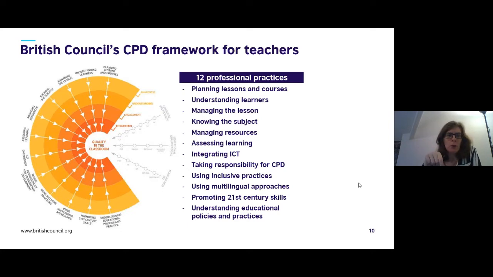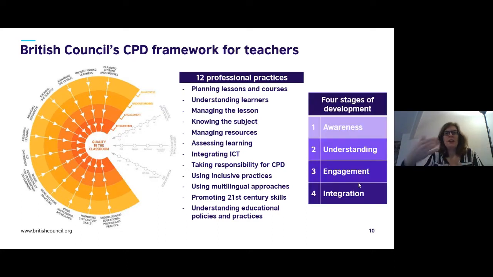And then on the circle, you can see arrows going from the yellow to the red in the center. We all start at the beginning of our careers on the outside of the circle. Then with different skills, we get better and better, and we move towards the center. And when everything is in the center, we can think of ourselves as providing quality for our students in the classroom. So we think about 4 levels, 4 stages of development.